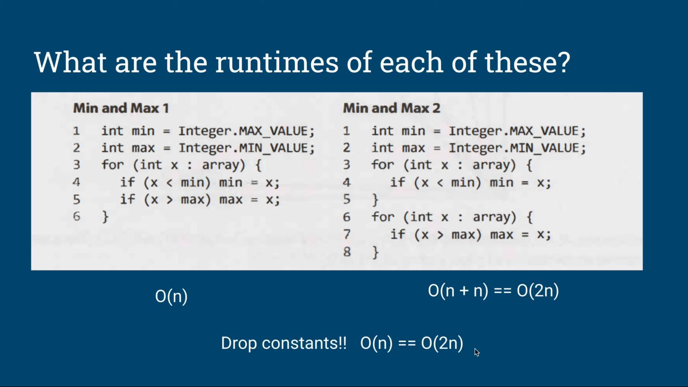And I wanted to put this here just to show you one of the other reasons why we drop constants, because these are actually doing the exact same thing, right? These functions are the exact same thing. It's just that we separated them out into two different loops, but they're just running through the array and making these two comparisons. So yeah, we're going to drop constants, and we just care that both of these are O of n.